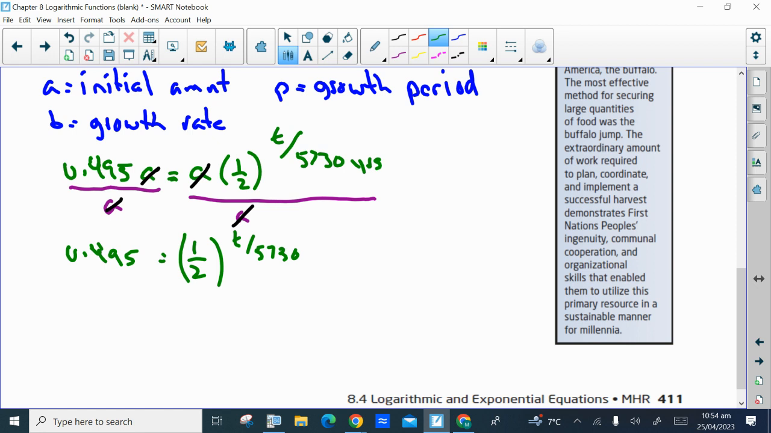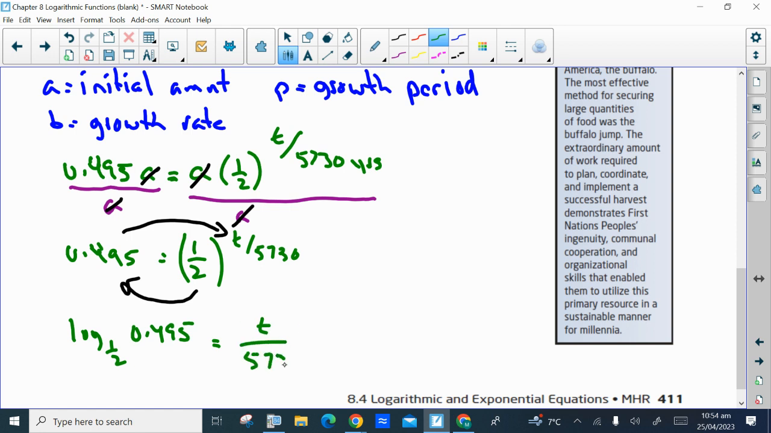We can do that by converting from exponential to logarithmic. The exponential function on the right has a base of 1/2. We start with the base and cycle through, and that tells us what order the other pieces are written in. You start with a base of 1/2. That is the base of the log. After the base of 1/2 comes 0.495, and after that comes t over 5730.